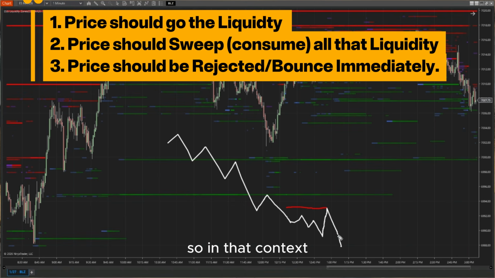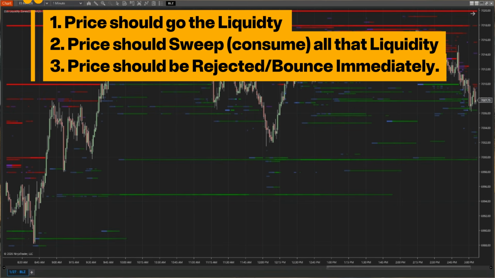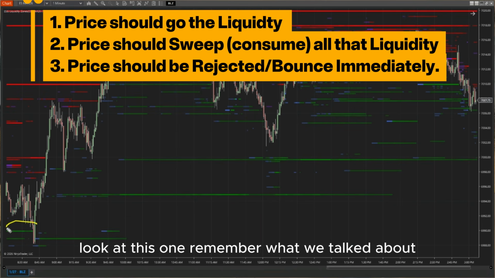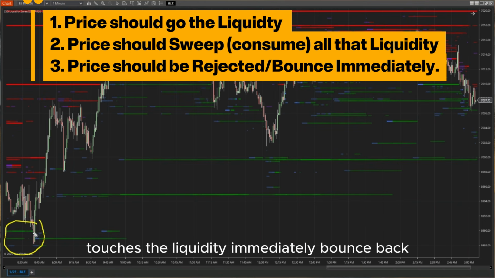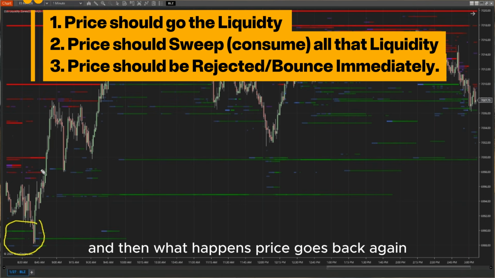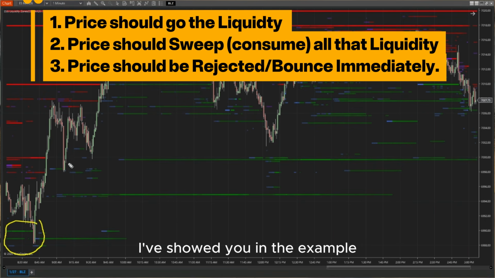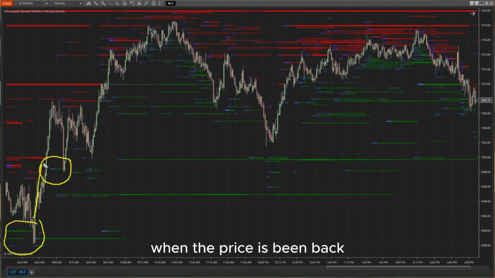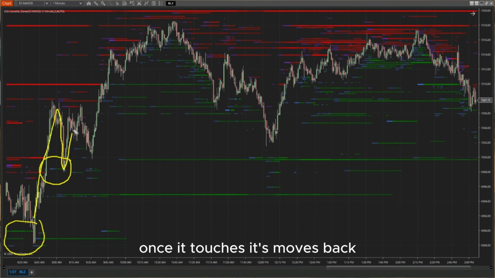So in that context, I want to take a look at this particular chart right here. Look at this one. Remember what we talked about? When the price comes back down, touches the liquidity, immediately it bounces back, and then price goes back again, one more chance. This is what I showed you in the example. Look at this. When the price pulled back to the strong liquidity right there, once it touches, it moves back. This is what we're looking for.